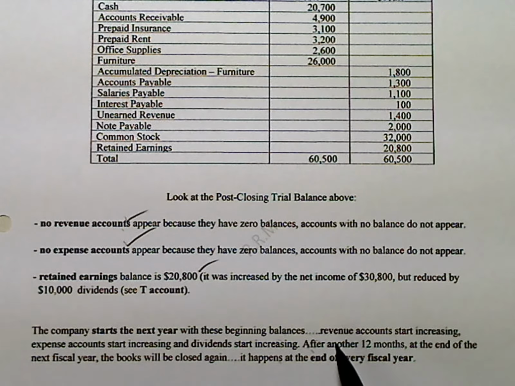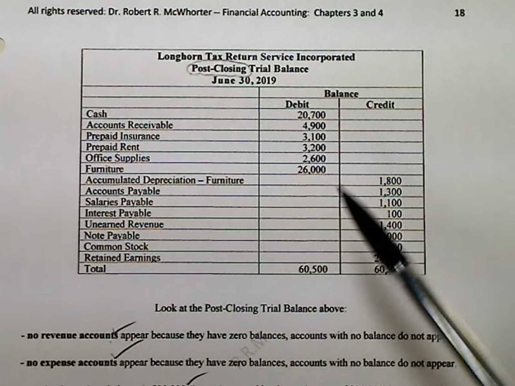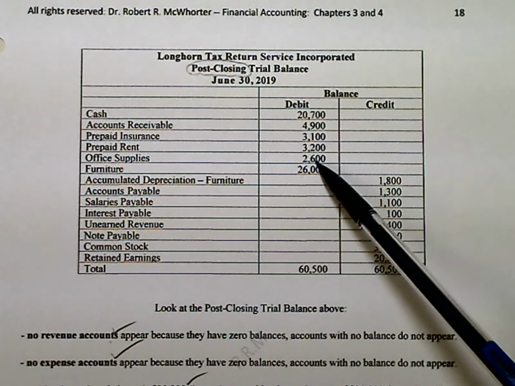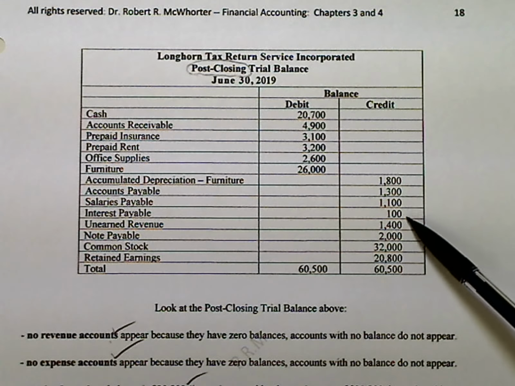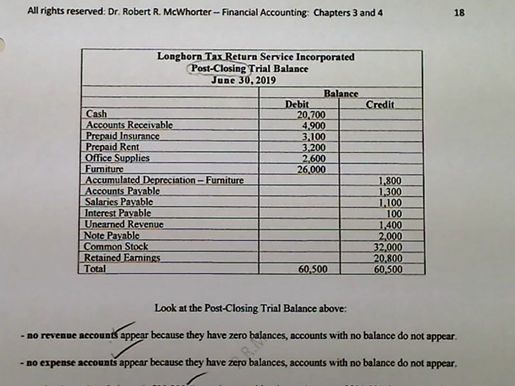We've reset revenues back to zero. We've reset expenses back to zero. We reset dividends back to zero. And now they will grow again for another 12 months. And then we'll do the same thing next year. We'll reset them again. These accounts will be the starting account balances for the new year. All of these assets, liabilities, and stockholders' equity accounts.